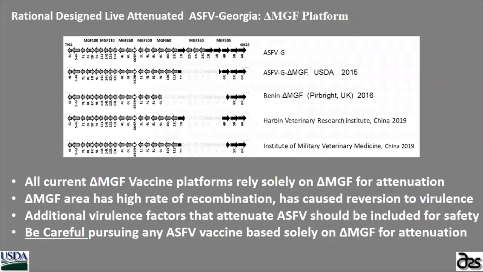So when we're looking at the Delta MGF platforms created around the world that rely solely on the Delta MGF for attenuation, we want to remind people that the Delta MGF area has a high rate of recombination and it has caused virulence before. Additional virulence factors that attenuate ASF should be included for safety, and for those groups, we just want to say be careful in pursuing any ASF vaccine based solely on this one deletion for attenuation.